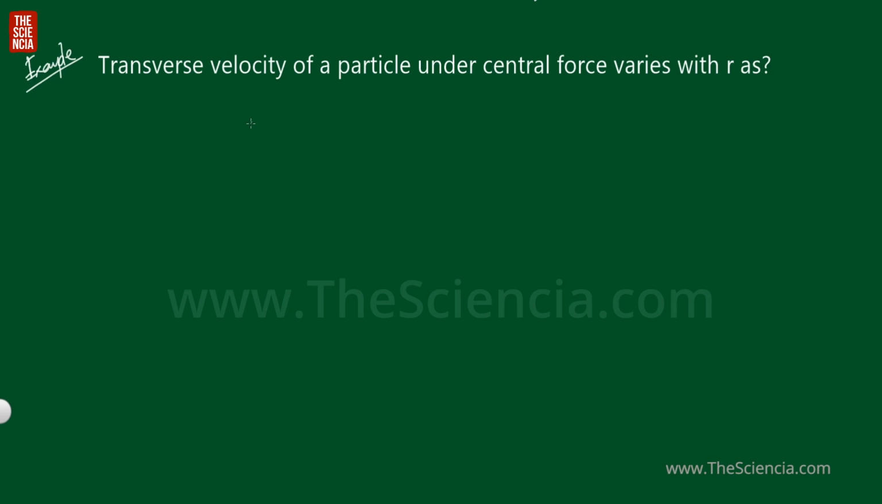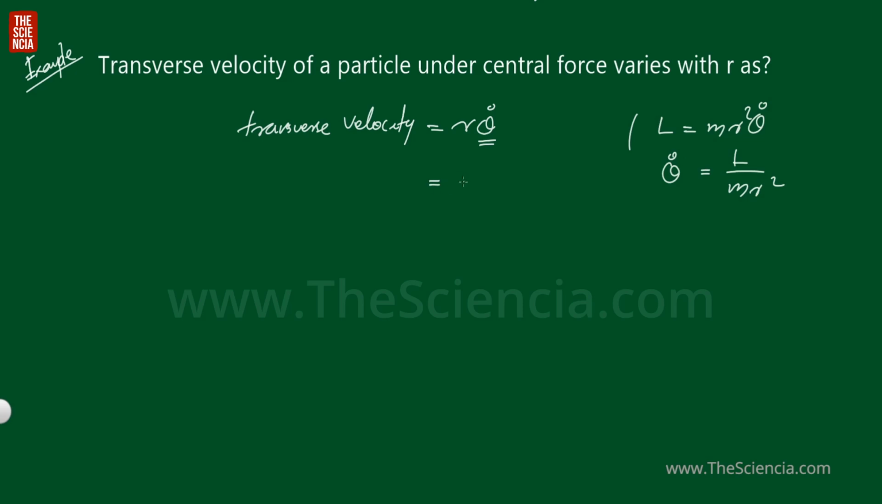Okay. This one is an example problem, and the question is to find out the transverse velocity. We know what transverse velocity is. It is equal to r θ̇, and under central forces we know what the value of θ̇ is. We know L is equal to m r² θ̇. So we can find out θ̇ is equal to L/(m r²). On substituting this value, that is, r into L/(m r²), r and r cancel, and the remainder is L/(m r). That is, it is proportional to 1/r. Okay.